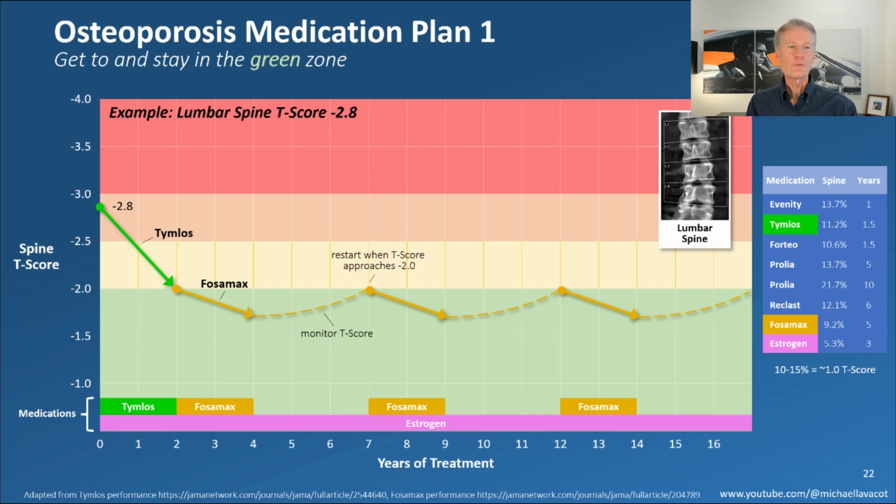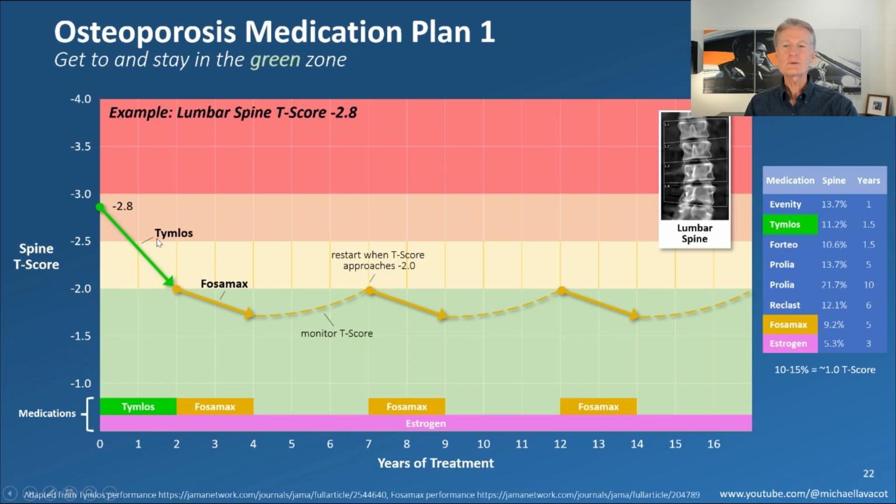We look at our performance. We say, okay, 11.2% in a year and a half. Maybe we get to 12 or maybe even 13%. I don't think it's quite that much in 2 years. But regardless, we pick up almost a full T-score, right? Maybe 0.8 T-score. And that's going to be low enough for us to transition to Fosamax.